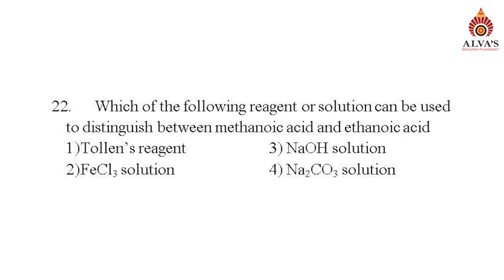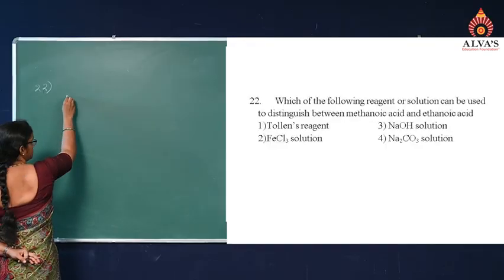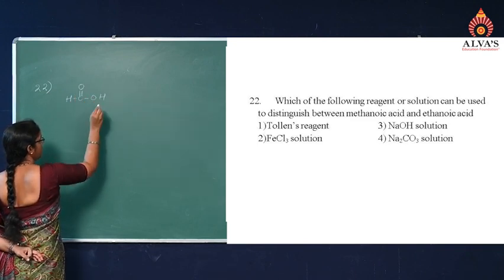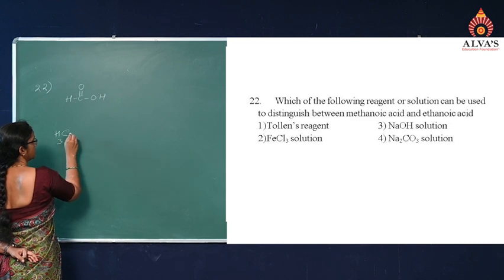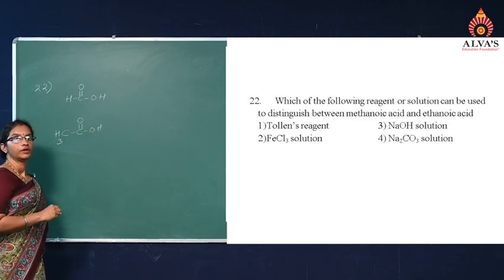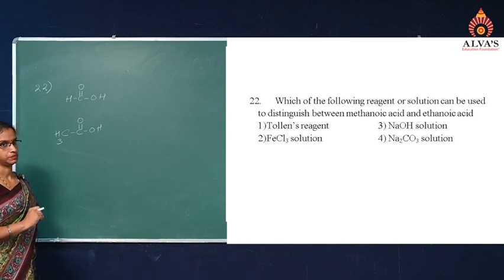Which of the following reagent or solution can be used to distinguish between methanoic acid and ethanoic acid? First, Tollens reagent. Second, FeCl3 solution. Third is NaOH solution, and fourth is sodium carbonate solution. Now, methanoic acid is formic acid and ethanoic acid is acetic acid. We have to distinguish between the two.